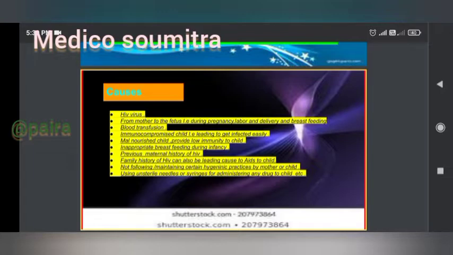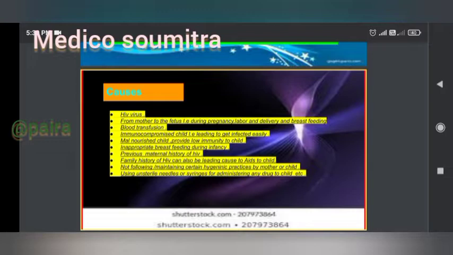Next we'll see that family history of HIV can also be a leading cause of AIDS in the child. So, family history: if anyone in the child's family has AIDS, then there is a probability of AIDS spreading to the child.